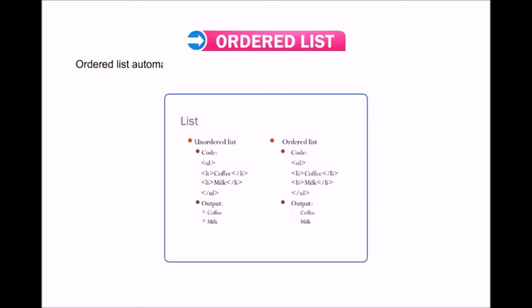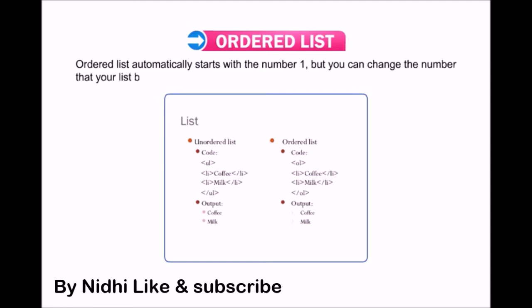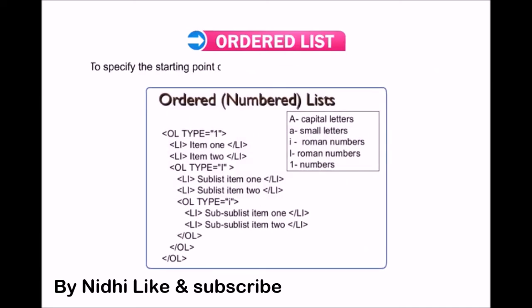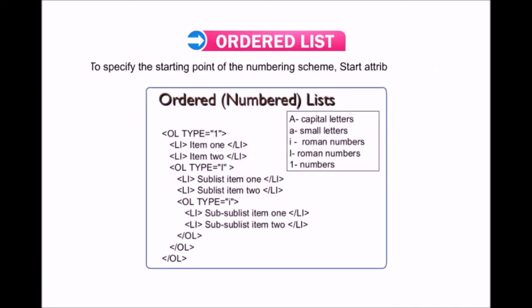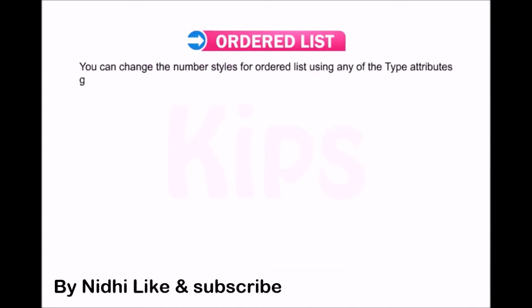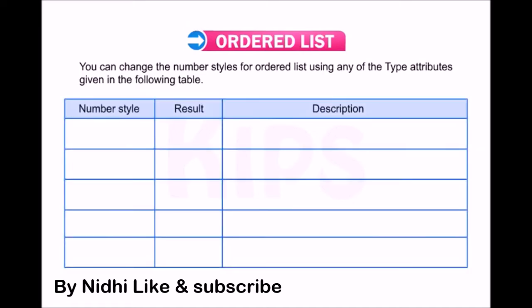An ordered list automatically starts with the number 1, but you can change the number that your list begins with and also start a list with a different number style. To specify the starting point of the numbering scheme, the start attribute is used. For example, OL start equals "4". You can change the number styles for an ordered list using any of the type attributes given in the following table.